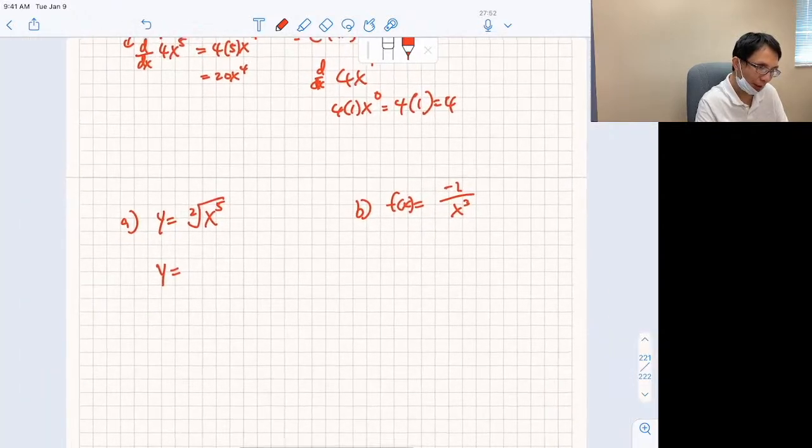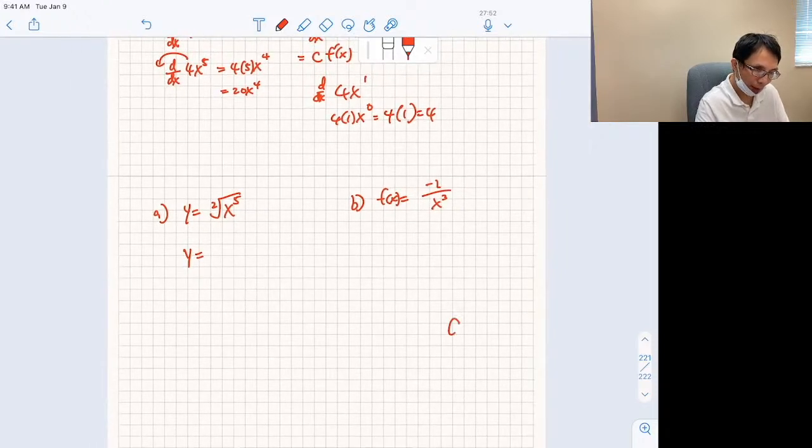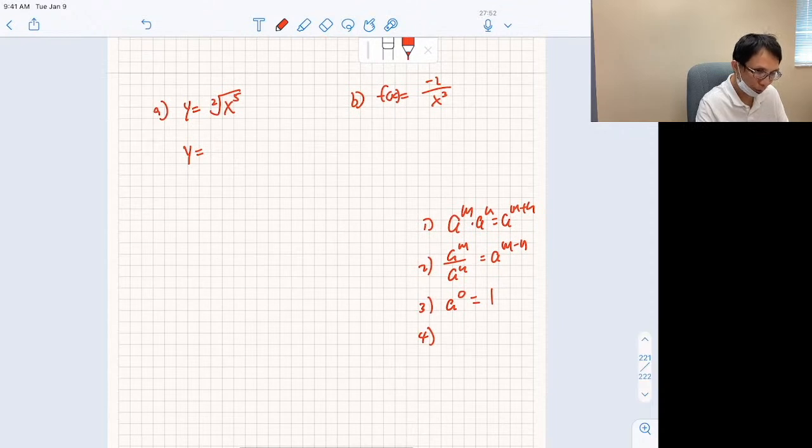So let's give you a review of algebra 1. The first rule is a to the m times a to the n equals a to the m plus n. Second, a to the m over a to the n is equal to a to the m minus n, top minus bottom. Third, anything to the 0 power is 1. The fourth rule is super important. It's called the negative exponent rule: a to the negative n is equal to 1 over a to the n, or 1 over a to the negative n is equal to a to the n over 1. You flip them and change the sign.